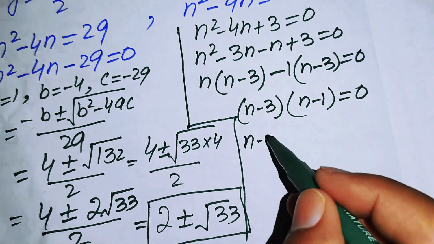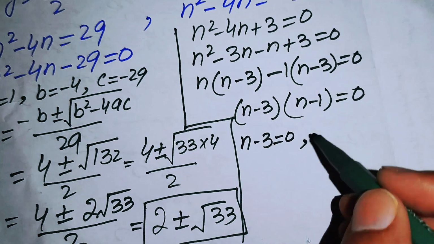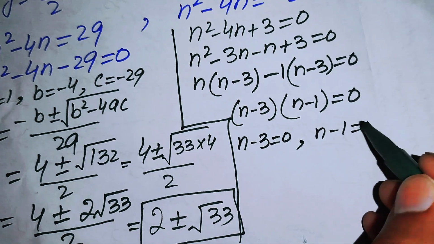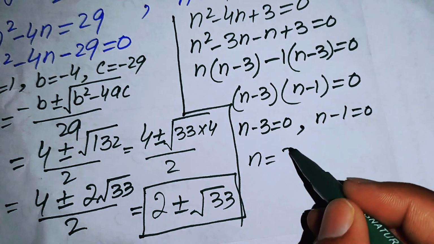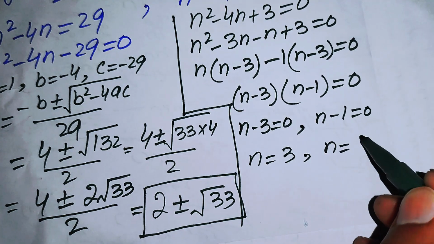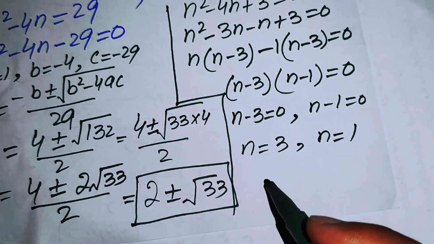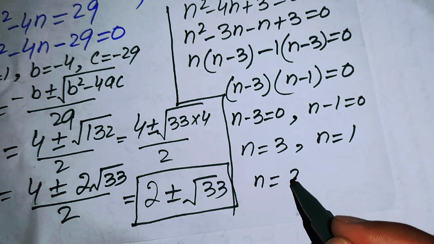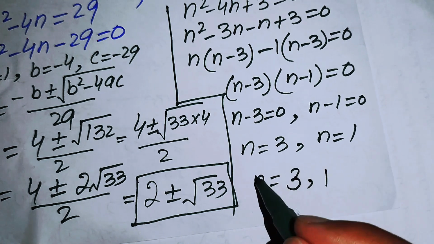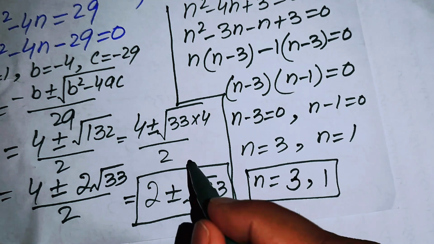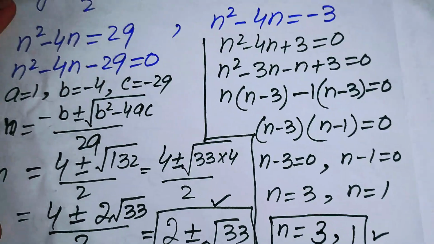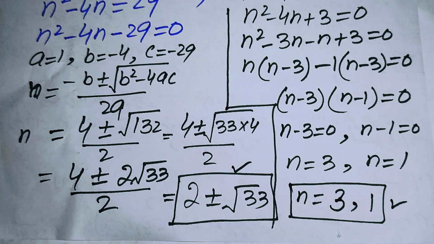So here you get n minus 3 is equal to 0, or either n minus 1 is equal to 0, and finally you get n is equal to 3, and here you get n is equal to 1. So we have the two roots in this case, which are n is equal to 3 and 1. So these are two roots and these are two roots. These are total 4 roots of the given equation, and this is our final answer.